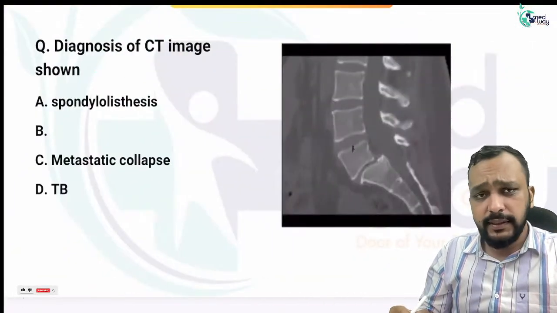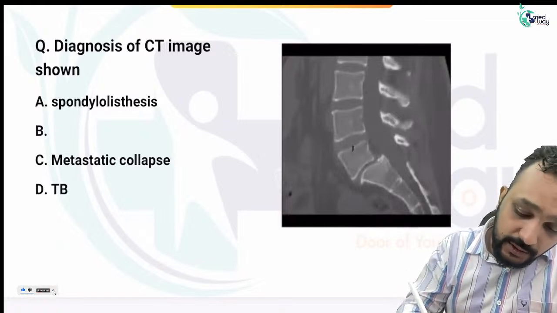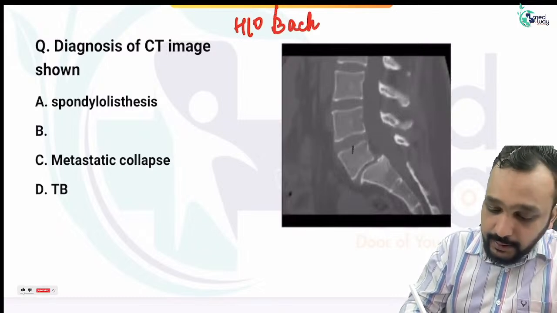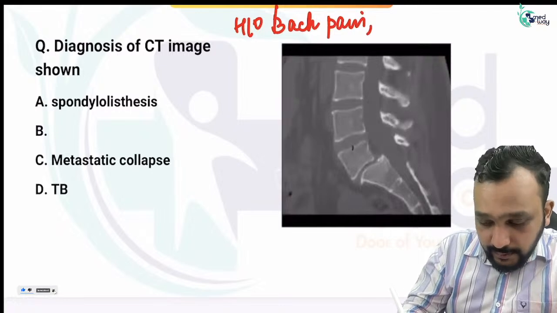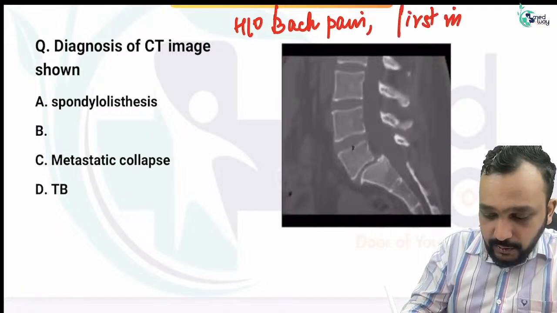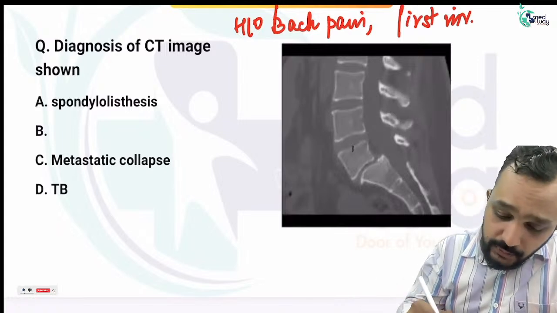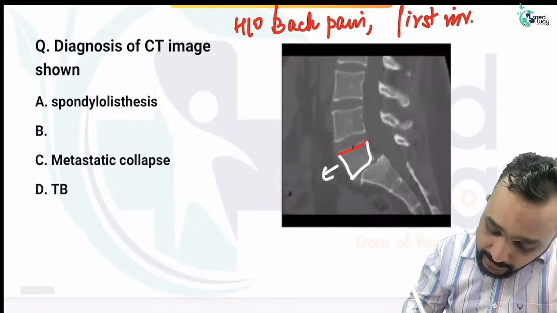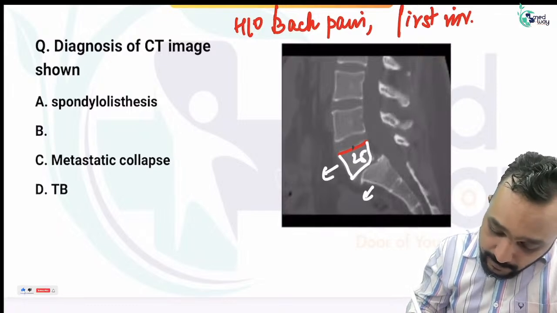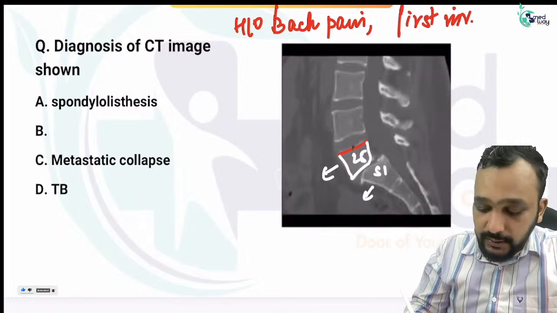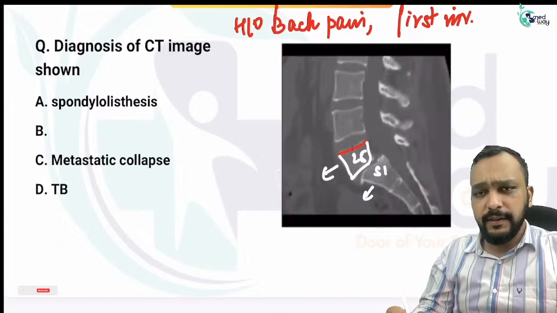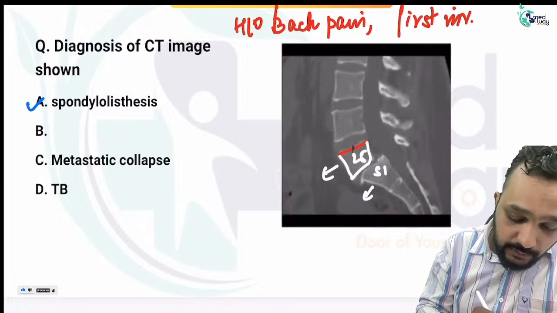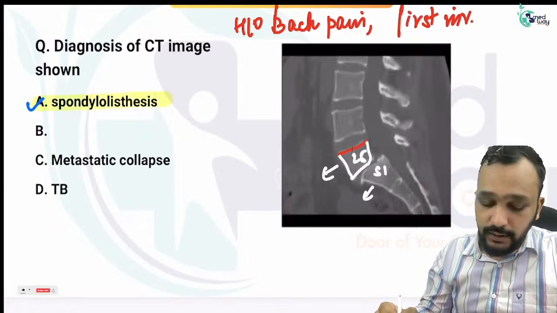Then diagnosis on the CT image. These patients usually present with a history of back pain, and X-ray can be the first investigation which will be done in these patients. So what do you see? You will see that there is anterior displacement of L5 over S1. This is the L5 vertebra, this is the S1. So guys, this is seen in a patient with spondylolisthesis.